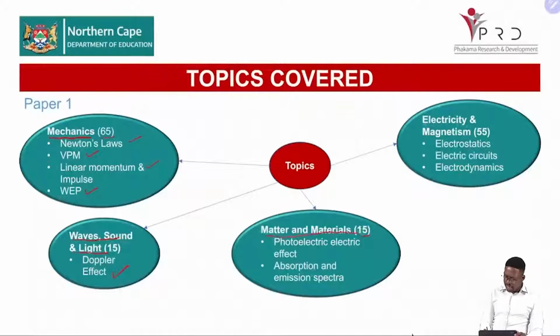Then, another knowledge area, it is electricity and magnetism. Estimated mark allocation, it is 55 marks. So you can see that it contributes a lot of marks. And this is question 7, 8, 9. Only 3 questions can give you up to 55 marks. So under electricity and magnetism, what is it that we find there? Electrostatics. We find electric circuits out of 22. We find electrodynamics with 10, 11, 12 marks. So these are the topics that we are going to find on our question paper.